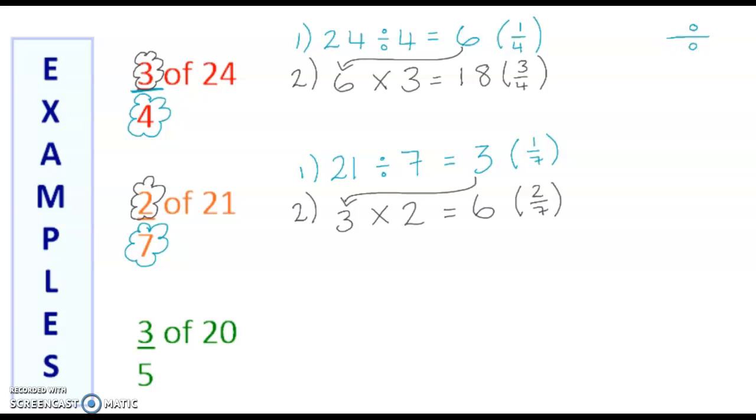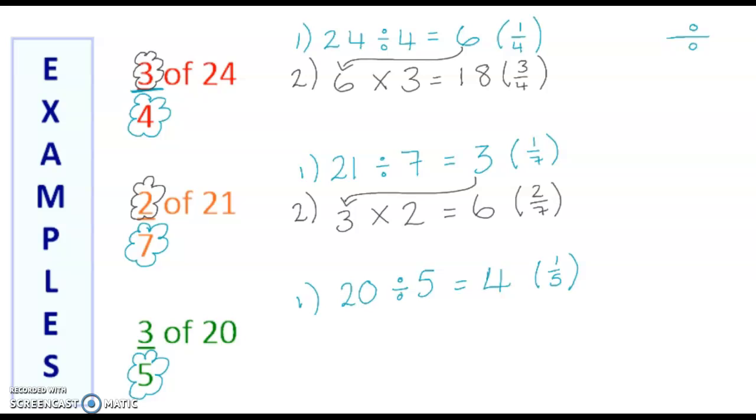Let's take a look at one final example. Hopefully we've got the trick now. Step number 1. I divide by the denominator. So for 3/5 of 20, I do 20 divided by 5. I look in my planner, I look on my times tables grid, and I can see that there are 4 5s that make 20. And that is the unit fraction 1/5.